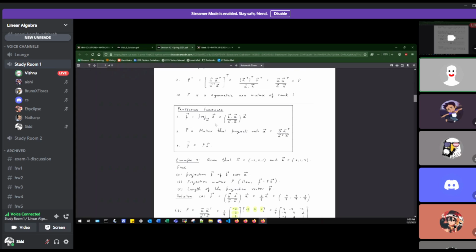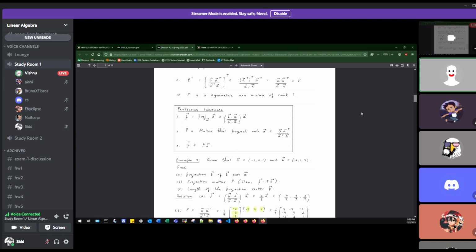These are some of the most important formulas for projections. I think there's more formulas too, especially when we get to least squares and all that. But these are some of the big ones so far.